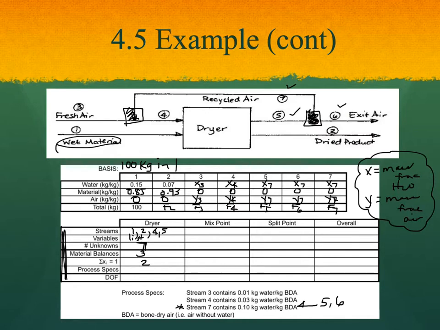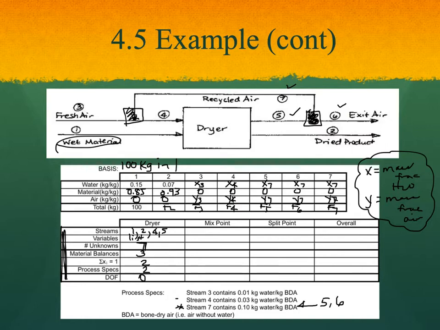Now process specs. This is where I look down here and see if any of these apply. So 1, no. 2, no. 4, oh, yep, 4 is right there. And 5, this applies to 5 and 6. So I have 2 process specs. So I have 7 equations, 7 unknowns. My degrees of freedom is 0. So I actually have enough information. I could go ahead and work the problem, but let's go ahead and do all of these others just so that we have good practice at this.